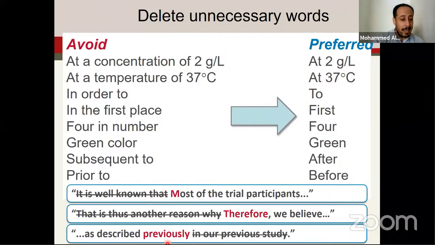Most of the trials. This is another reason. Just write "therefore." Make it simple. Instead of "as described in our previous studies," just write "as described previously," and then you cite the articles.